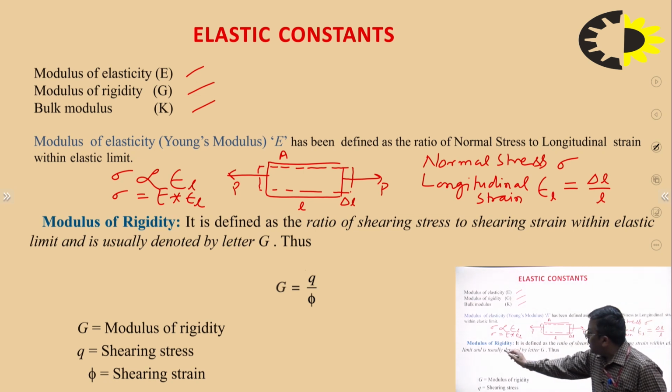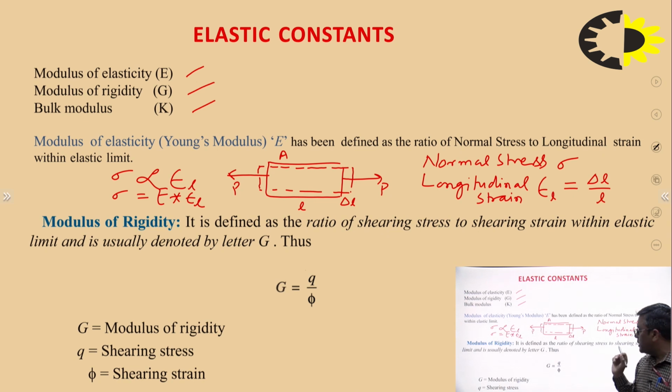The second modulus is the modulus of rigidity, and rigidity is related to the shape and size of the body. So what is written over there? It is defined as the ratio of shearing stress. If I am saying shearing stress, then the deforming force and the resistive force induced in a body will be tangential or parallel to the plane of application. Shearing means tangential or parallel.